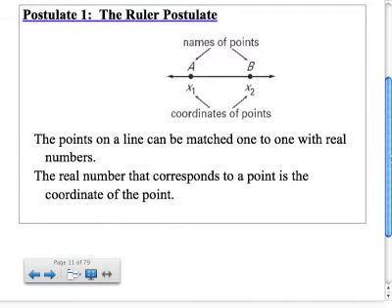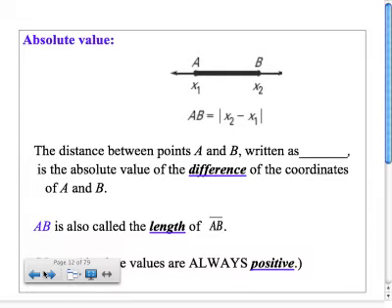They're all rules. Okay, so the ruler postulate, or the ruler rule, is pretty simple. The points on a line can be matched one-to-one with real numbers. So if I put it on a number line, one point might be -6, the other point might be +3, whatever. And the real number that corresponds to the point is the coordinate of that point. That's a pretty basic idea, nothing too crazy there.